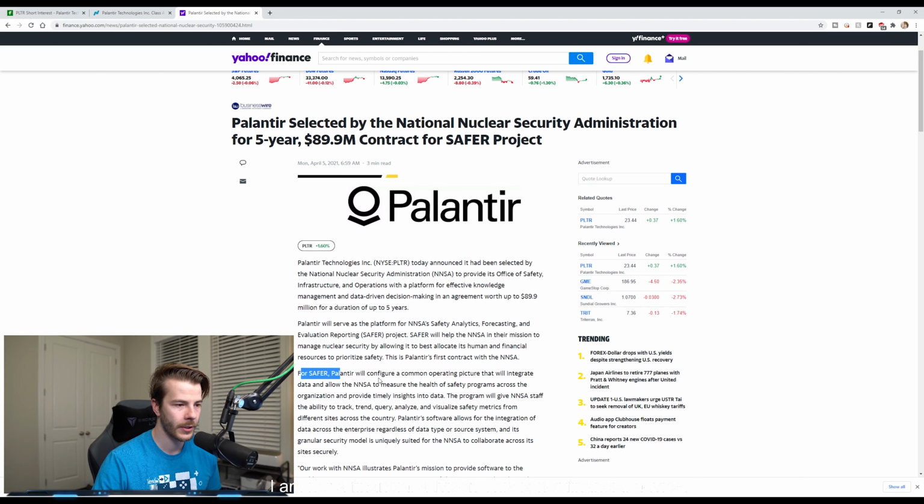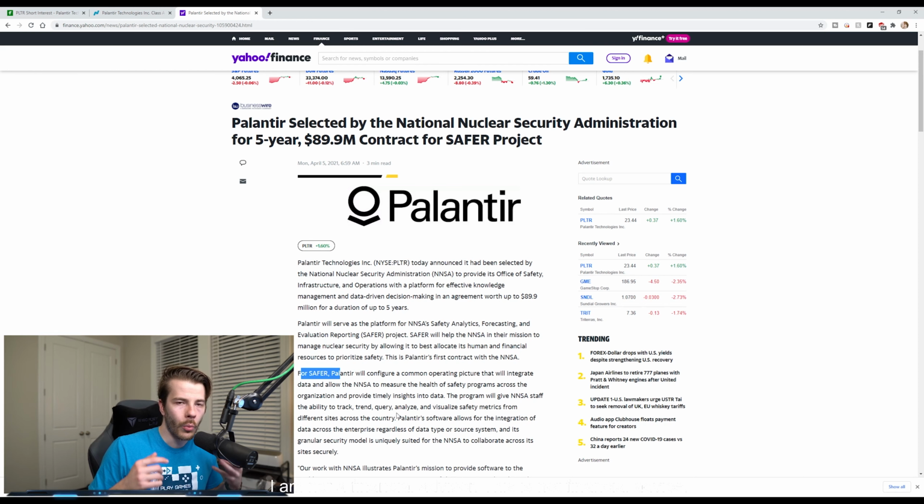So for SAFER, Palantir will configure a common operating picture that will integrate data and allow the NNSA to measure health and safety programs across the organization and provide timely insights in the data. The program will give the NNSA staff the ability to track the trend, query, analyze, and visualize safety metrics from different sites across the country. Palantir's software allows for the integration of data across the enterprise regardless of data type or source stream, and its granular security model is uniquely suited for the NNSA to collaborate across its sites securely.